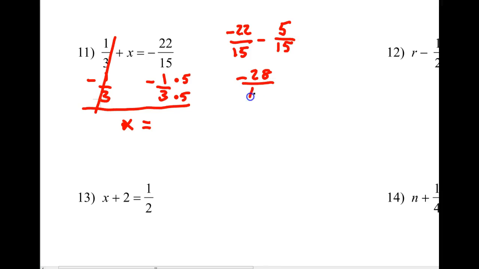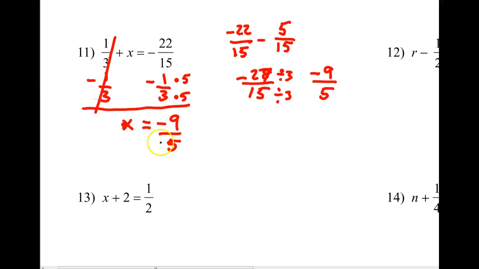Negative 28 over 15. Does any number go into both of these? Reduce that at all? 3. 3 goes into 28? Oh, 27. Thank you. 3 goes into 9. Yeah. So we can do that and get negative 9 over 5. Okay, negative 9.